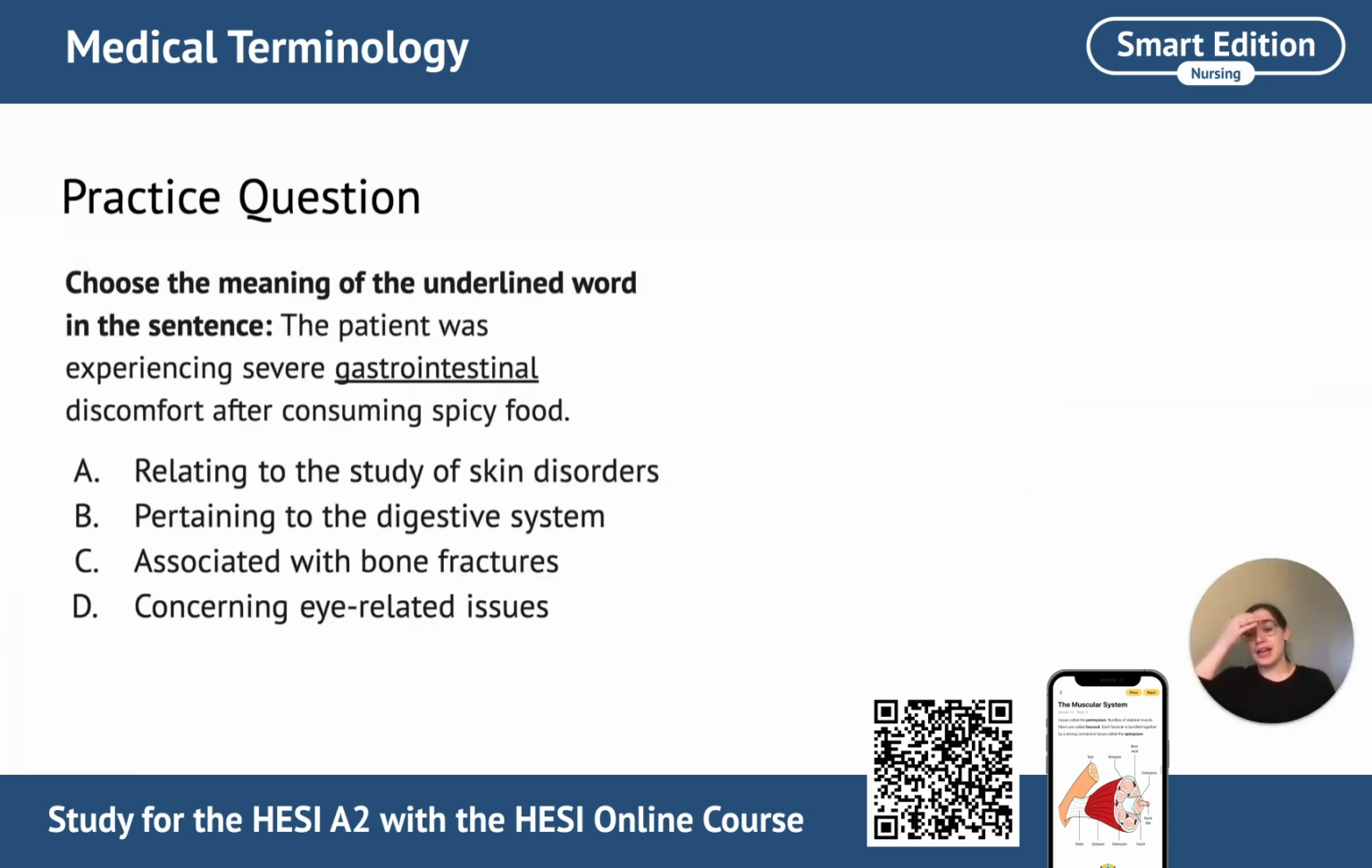All right, choose the meaning of the underlined word in the sentence. The patient was experiencing severe gastrointestinal discomfort after consuming spicy food. Does gastrointestinal mean A, relating to the study of skin disorders, B, pertaining to the digestive system, C, associated with bone fractures, or D, concerning eye-related issues? And the key words in this sentence, our context clues here, are the fact that the person consumed spicy foods. So the system most closely associated with the food that we eat would be our digestive system. So option B is our correct answer.